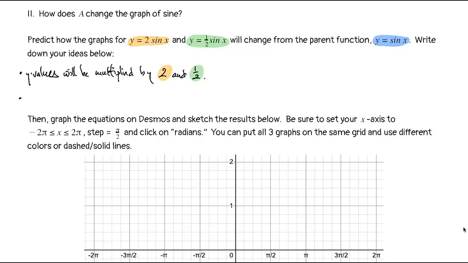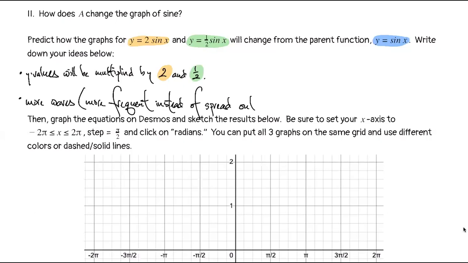Okay, so maybe there's going to be more waves, so more frequent, instead of spread out. I think those are A values. Yeah, they are A values. Okay, stretch the wave.